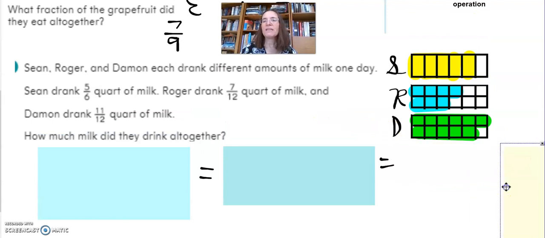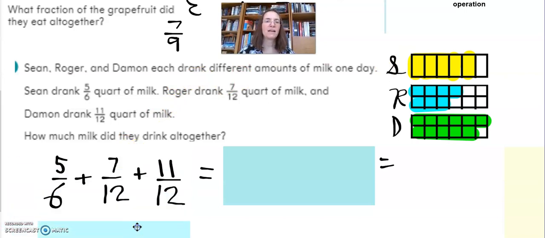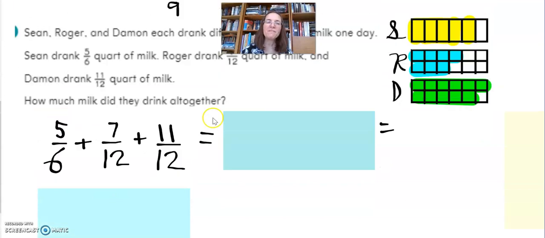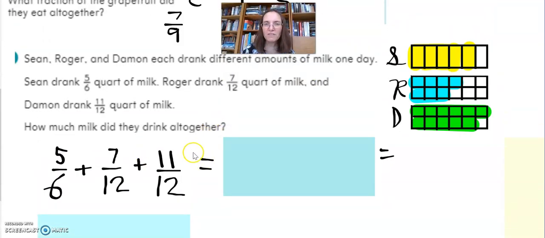But then I knew I was going to have to get these all to be the same size. So here is what we could write. Please get out of the way, little rectangle. Thank you. We're doing 5/6 plus 7/12 plus 11/12.